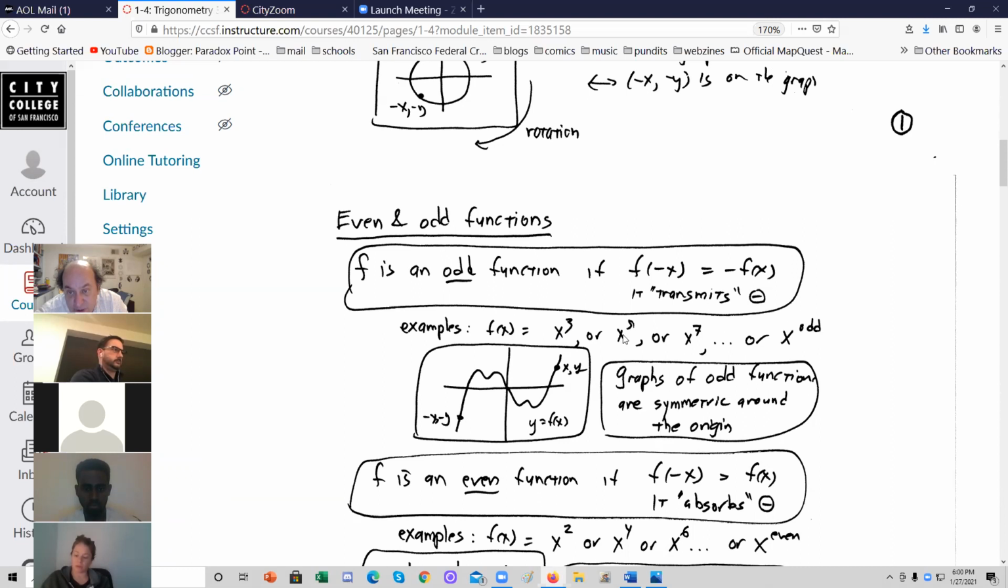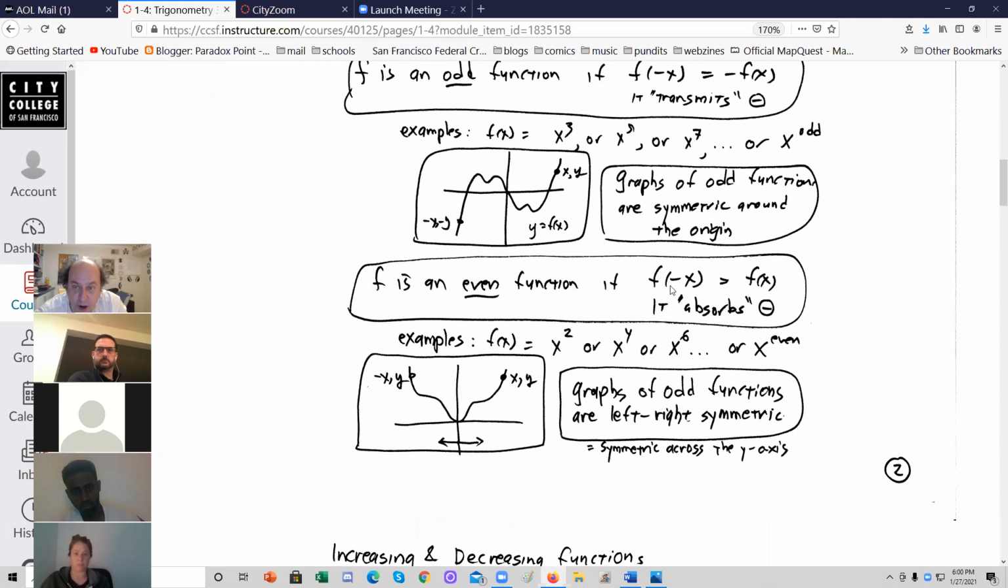Or x to the fifth, same deal. Or x to the seventh, same deal. Or x to any odd number. A graph of an odd function would look something like this. If (x, y) is on the graph, then (negative x, negative y) is also on the graph. So again, if you rotate it around 180 degrees, you get the same graph.